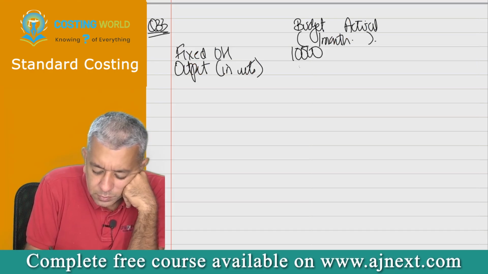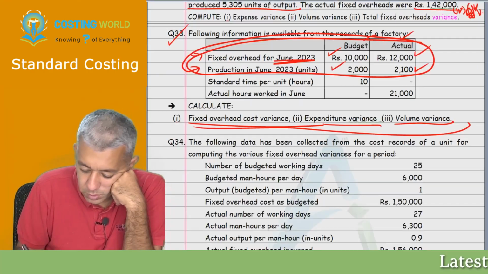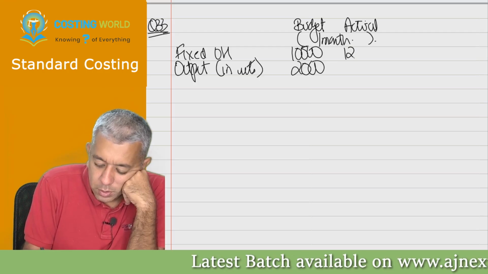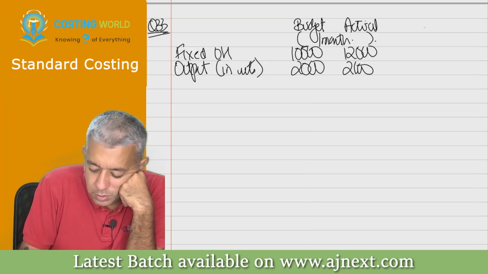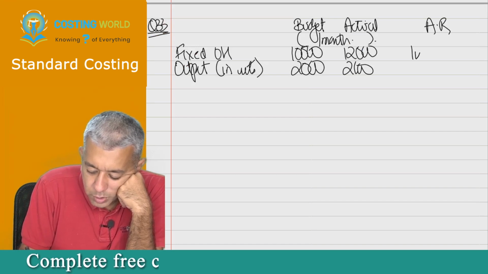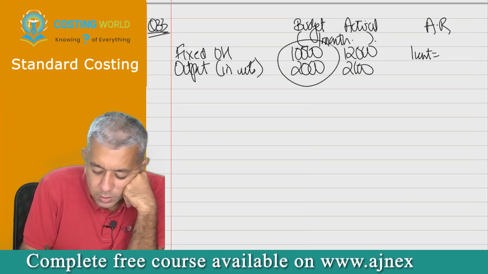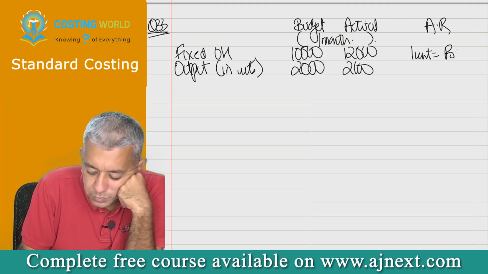10,000, 2,000, 12,000, 2,100. Absorption rate, only one you require. That will be rupees 5, no?